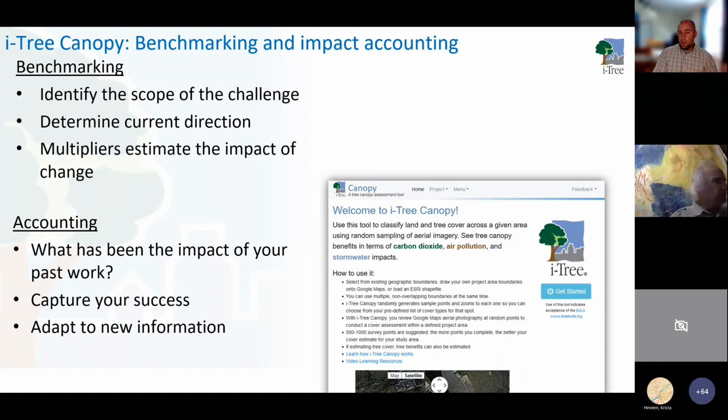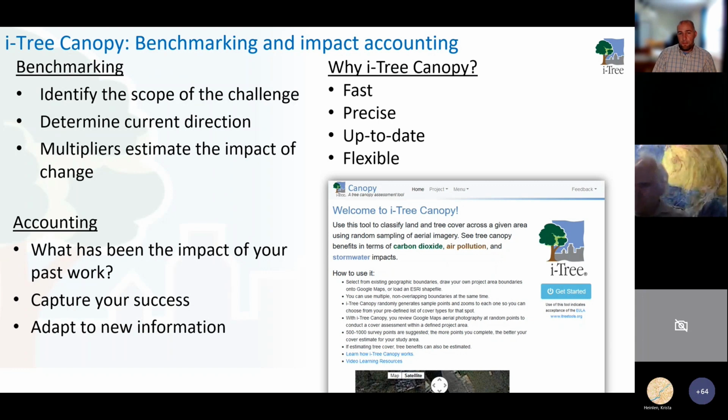You can capture your successes, and in cases like that city of Charles Sturt, you can adapt to new information. So you can see maybe things didn't quite work out the way you expected, so you can adapt to those and potentially apply for new funding going forward to address those issues.